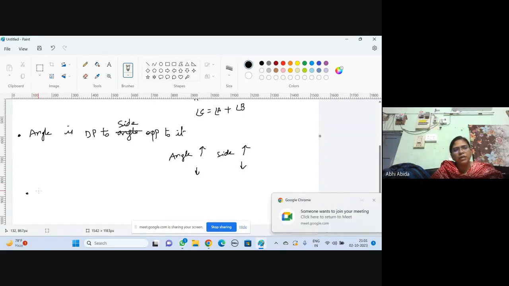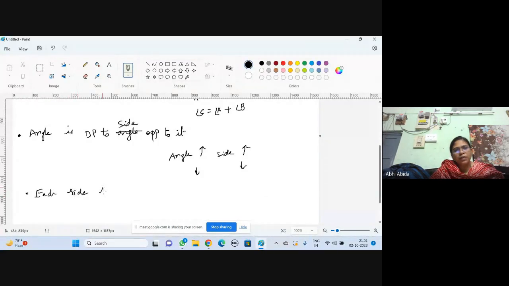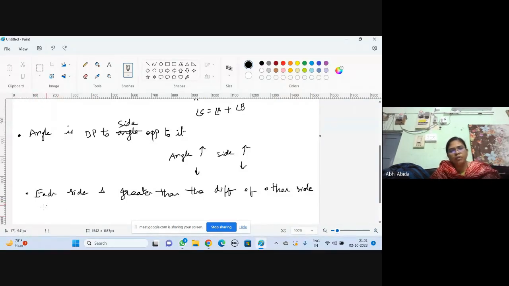Whenever there is a third side to be found out, each side of a triangle will always be greater than the difference of the other two sides, and less than the sum of the other two sides.